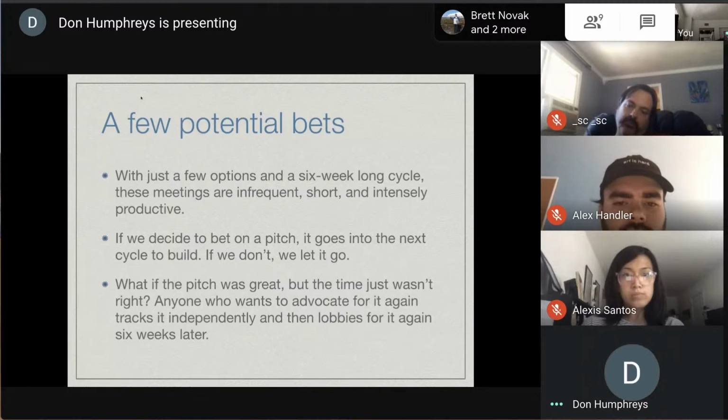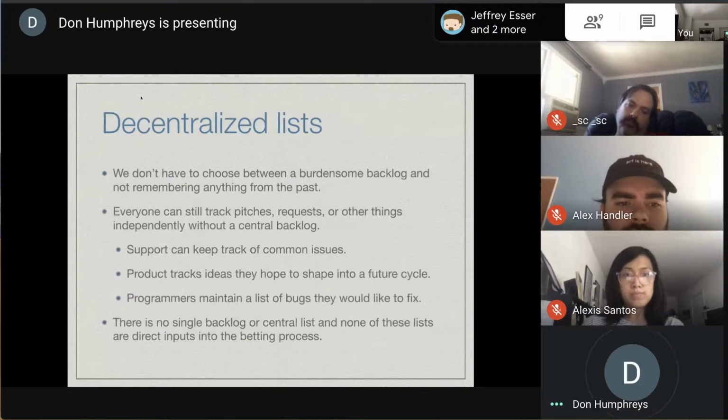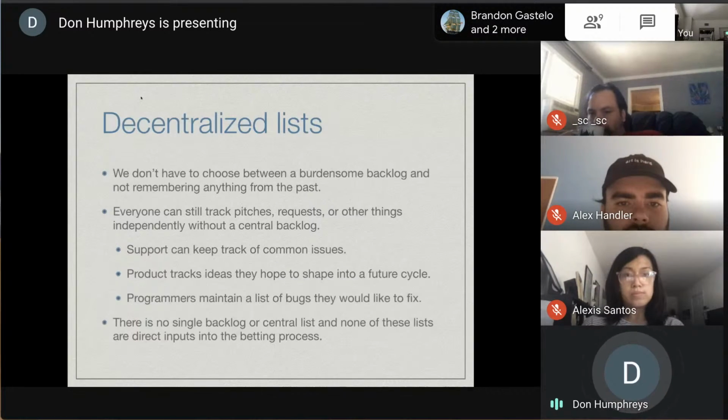So then there's a question, what if the pitch was really good, but the time just wasn't right? Maybe there weren't enough developers available, or something else had a higher priority. Well, the solution is that anyone who wants to advocate for that pitch again would track it independently and then lobby for it 6 weeks later. So this creates decentralized lists where everyone's keeping track of things they care about instead of having a single backlog. So we don't have to choose between a burdensome backlog and not remembering anything from the past. Everyone can still track pitches, requests, or other things independently without a central backlog.